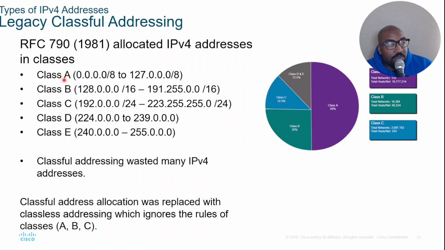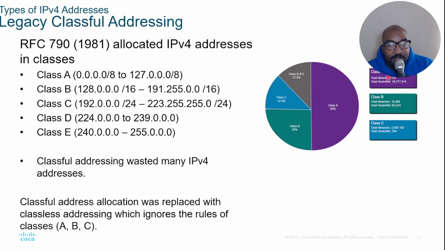These are the different classes when it comes to IP addresses. We have Class A, Class B, Class C, Class D, and Class E. Classful addressing wasted many IP version 4 addresses. Let me go back to this, I want you all to see this.